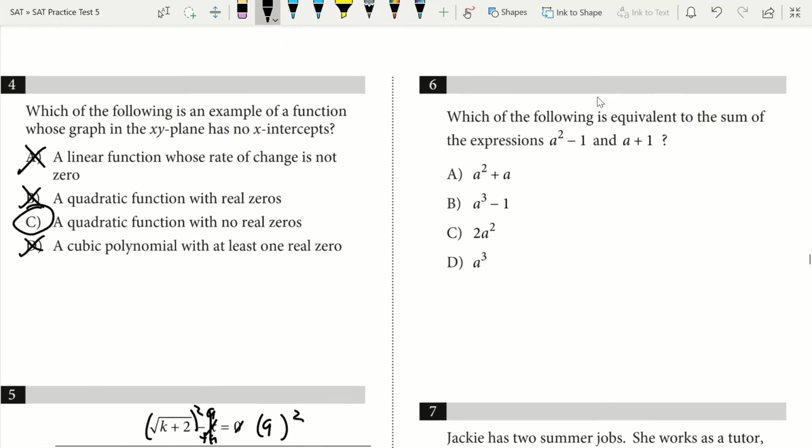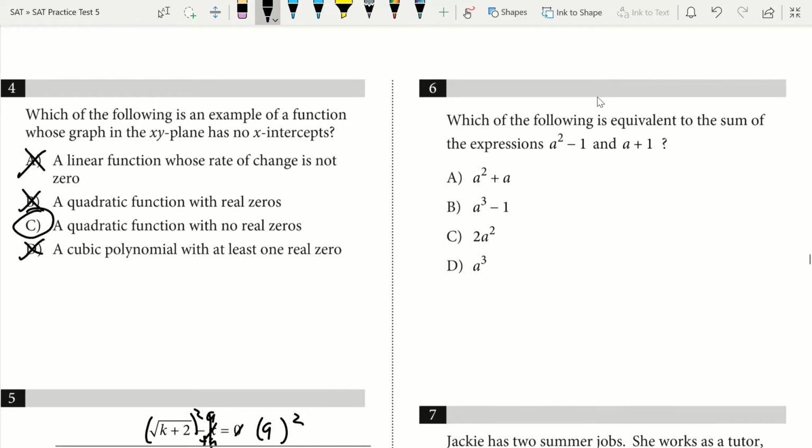Question 6. Which of the following is equivalent to the sum of the expressions a squared minus 1 and a plus 1? Well, a squared plus a is what we're going to get here and here. And then we have minus 1 plus 1. Minus 1 plus 1 cancels. I'm left with a squared plus a, so my answer is A.